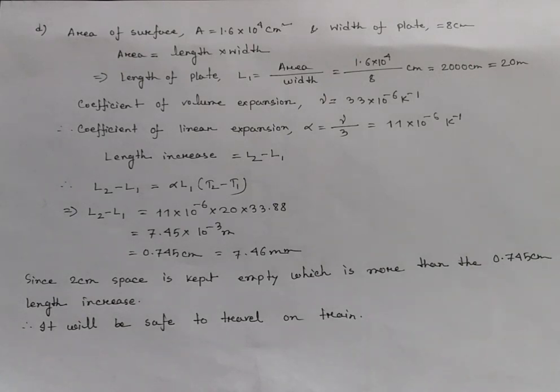So we can say that it will be safe to travel by train on that day on that line, because the given space here is 2 centimeter, and the increase in length will be 0.745 centimeter. So though there will be an expansion, it will not cross the safe limit. Anyone can travel on that route easily and without any fear.